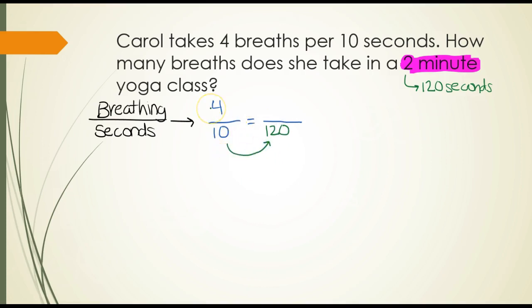So we're going from a small number to a big number. Going from a small number to a big number, what do we do? Good. We end up multiplying by 12. I'm going to multiply this by 12. And we get 48. So how many breaths does she take? She takes 48.